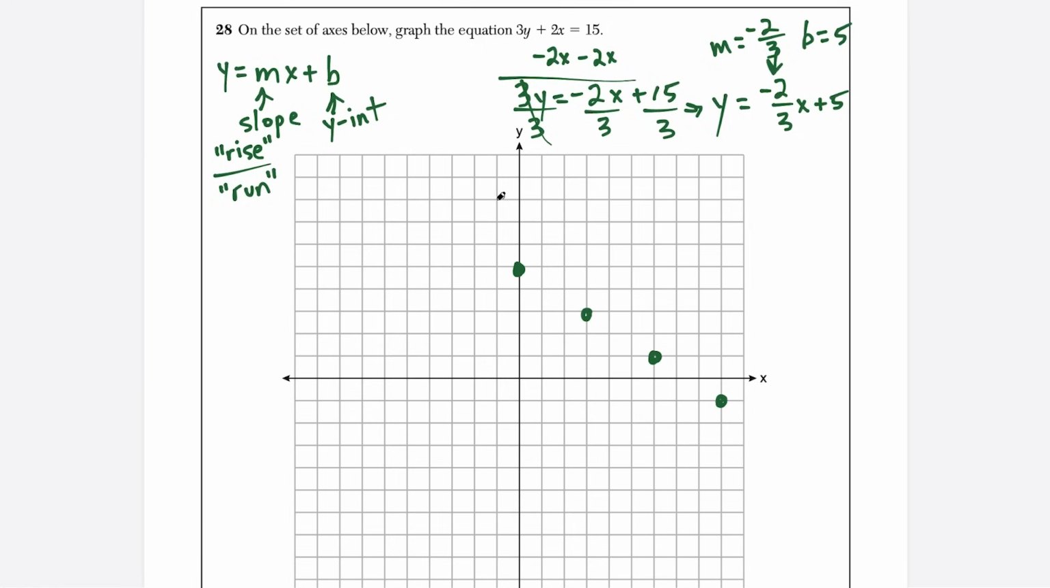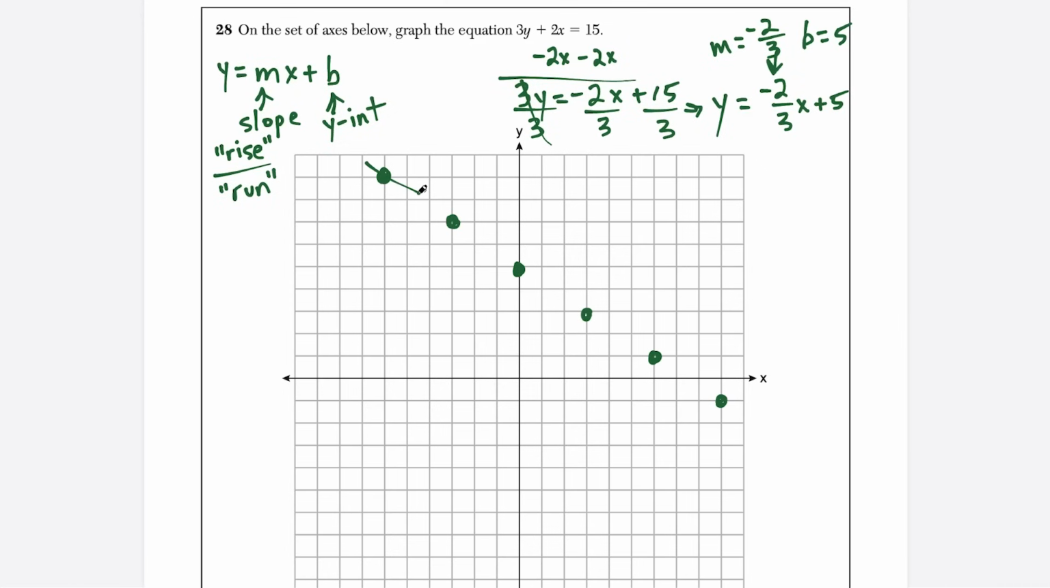Let's say I mess up and I put a point over here. It's very obvious that that point is off, because it's not forming a straight line with the other points. So if I want to go backwards, instead of going down 2 to the right 3, I'm going to go up 2 to the left 3 like this. Okay, and I do it once more, and that's going to give us enough points for our line.